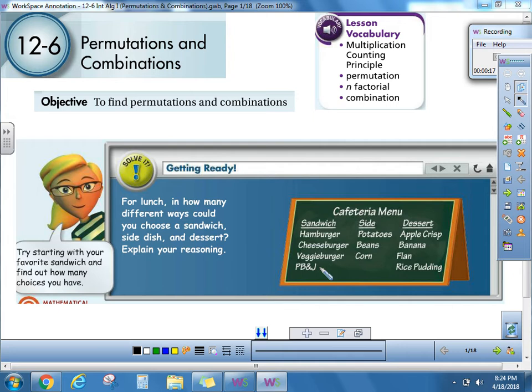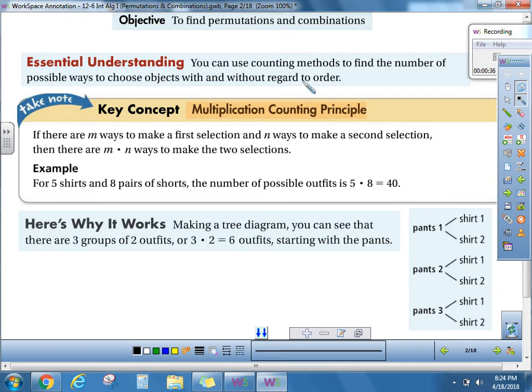So we're going to be looking at problems that ask things like, in how many different ways could you choose a sandwich, side dish, and dessert if we have a menu like this cafeteria menu? So our whole goal is that we can understand how to use different counting methods to find the number of possible ways to choose objects with and without taking into account order.